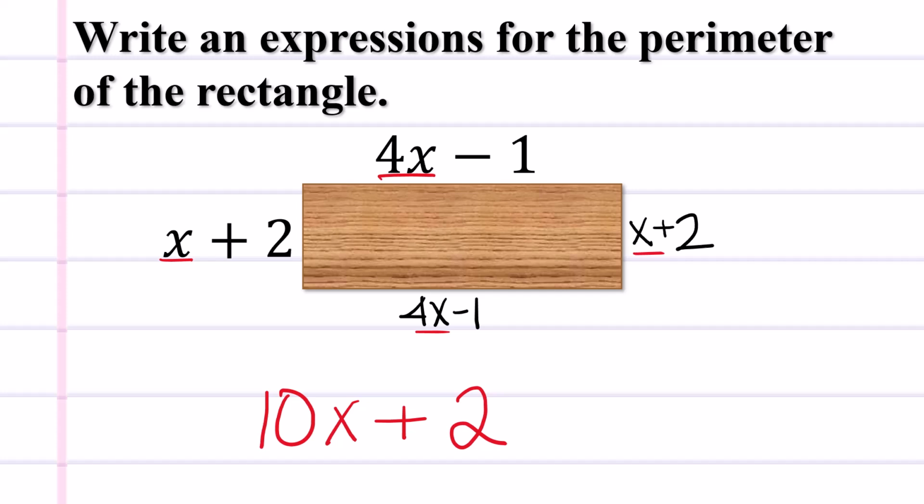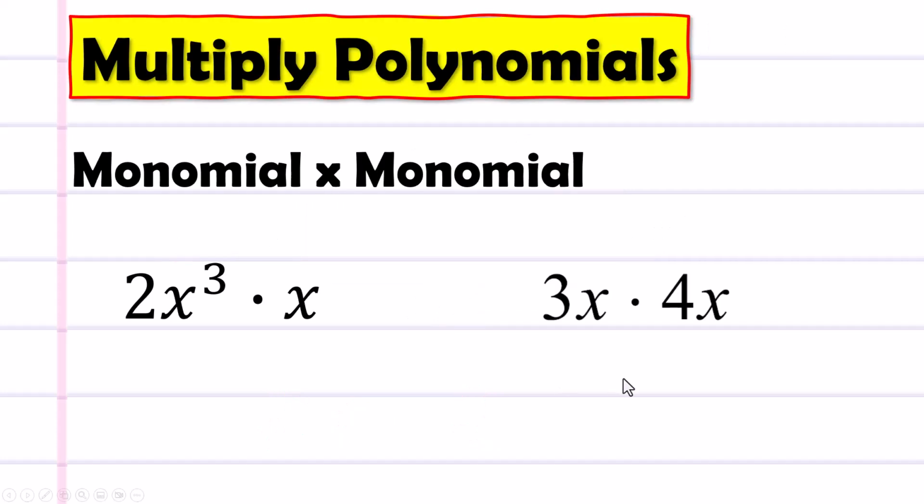Now we're going to move on to multiplying polynomials. All right, now since we're multiplying, you are going to need to know your exponent rules. If you are multiplying two things that have the same base, you add their exponents. If you can't see the exponent, it's actually a 1. So I have 2x cubed times x. That's going to be 2x to the 4th.